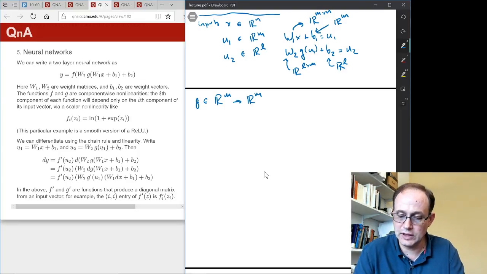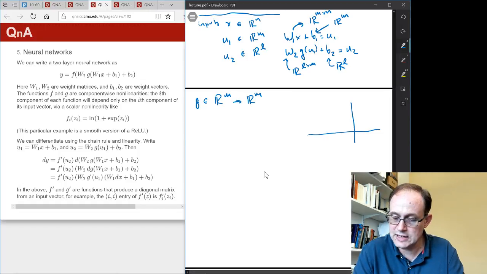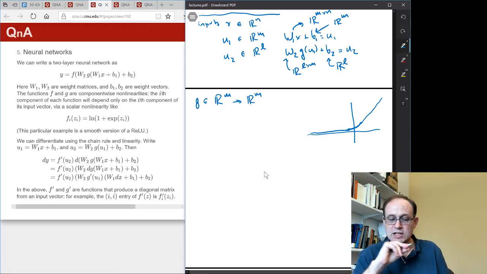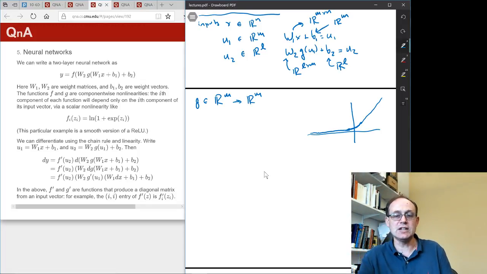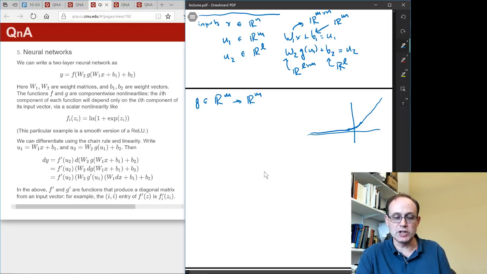If we just draw a set of axes, that's going to be a function that looks like this. It's nearly linear here, it's nearly linear there, and it rounds off between them with a smooth nonlinear function. So if you know what a rectified linear unit is, this is a smooth version of that, right?